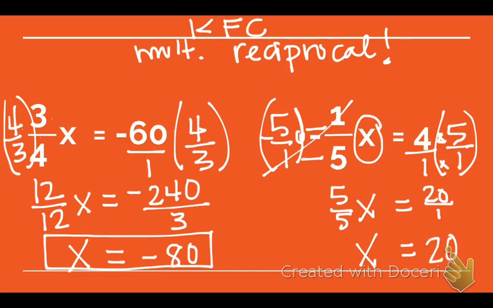Now, this 5/1 was negative. I kind of covered that up. So that means a positive times a negative is a negative. And my final answer is -20.